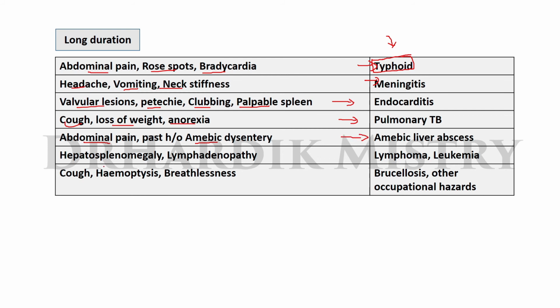When the long duration of fever happens with hepatosplenomegaly as well as lymphadenopathy, then we can say that the fever is due to lymphoma or leukemia. When the long duration of fever occurs with cough, hemoptysis and breathlessness, then we can say that the cause is either brucellosis or other occupational hazards. So all these are the differential diagnoses of fever when we find that the fever is of long duration.